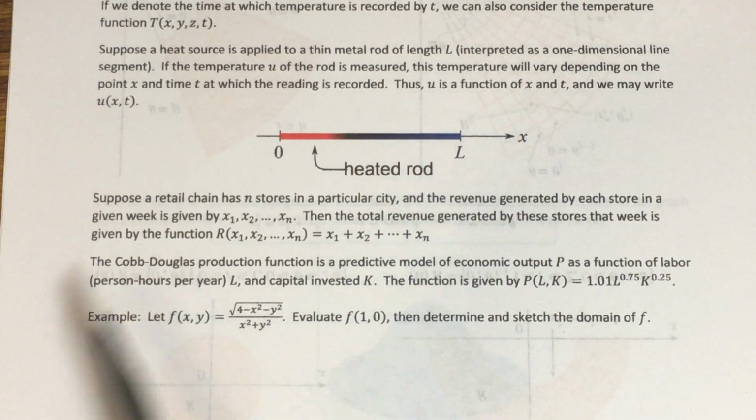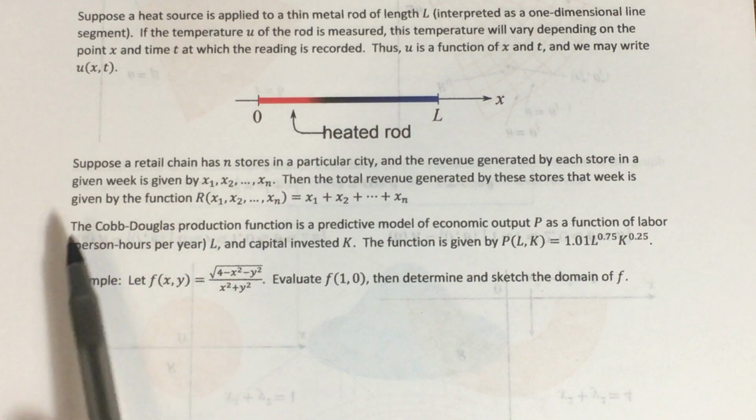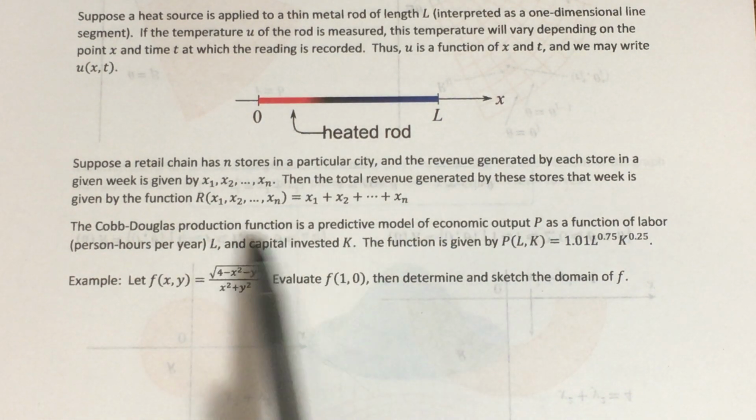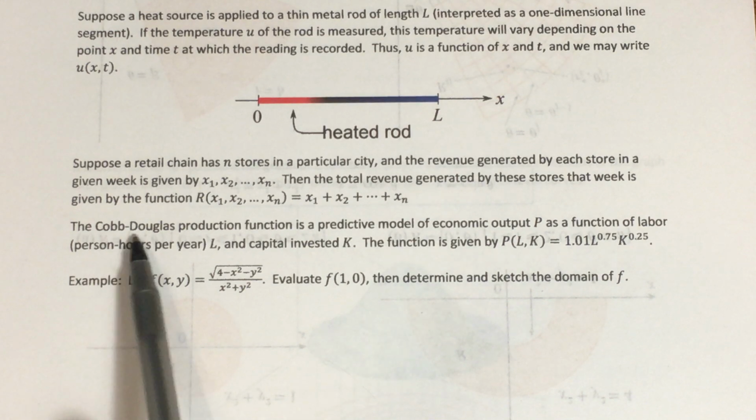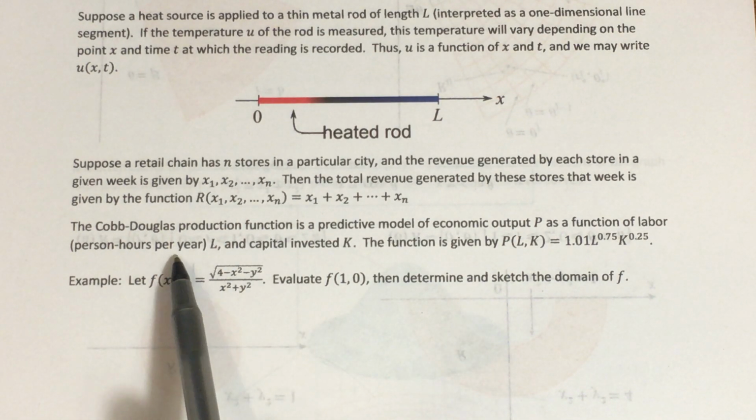Next example, last example of this type that I want to look at is one that your book goes into a lot of detail on. I'm just going to mention it here, but you can take a look at where this came from in your book. This is another one dealing with economics. It's the Cobb-Douglas production function.